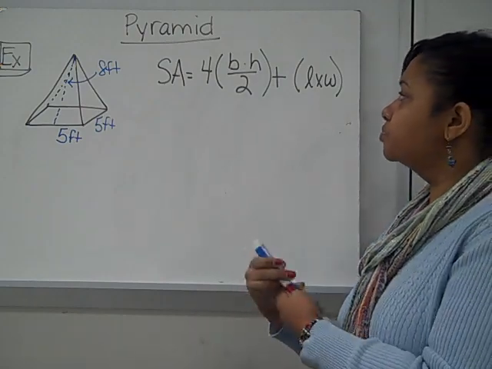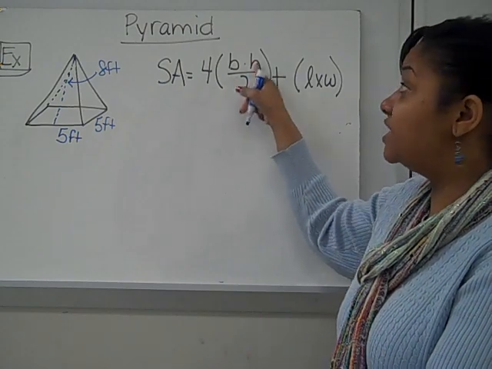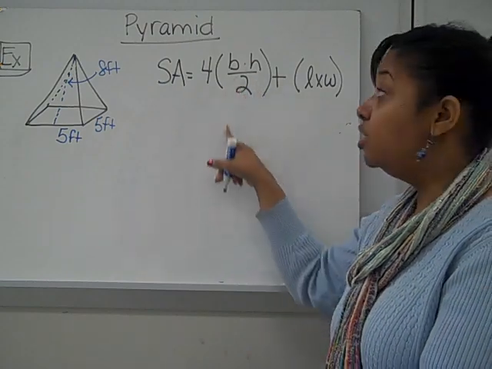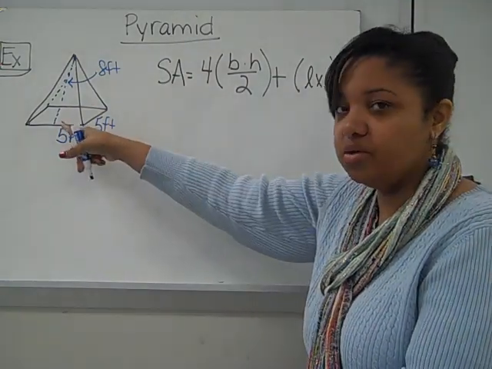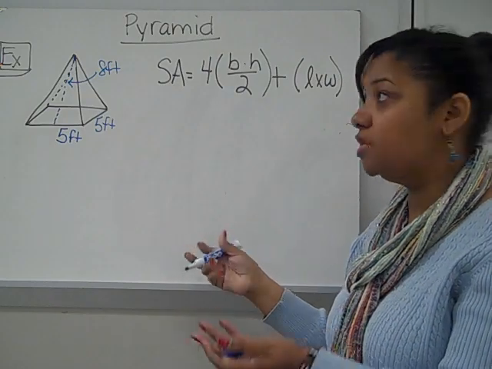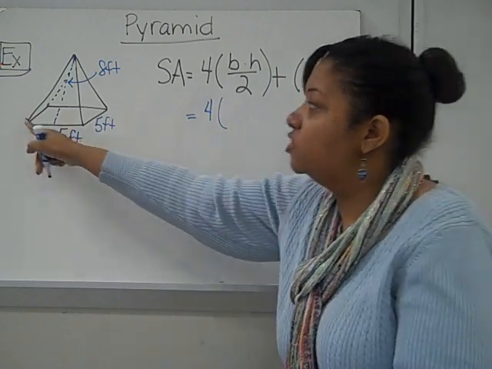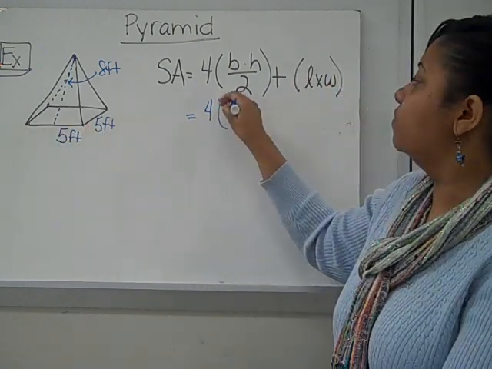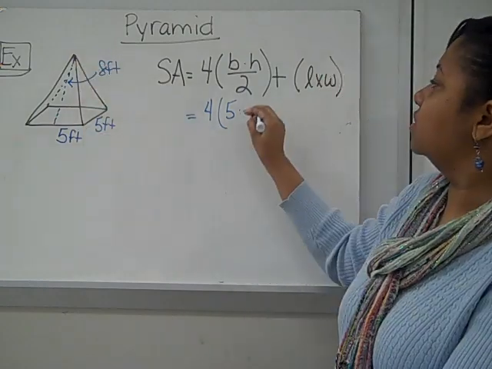So your formula for a triangle is base times height divided by 2. Well, you have 4 triangles. So if you just get the area of one triangle and then multiply it times 4, then you've got most of the problem done. So 4 times the base of the triangle is 5. The height of the triangle is 8.